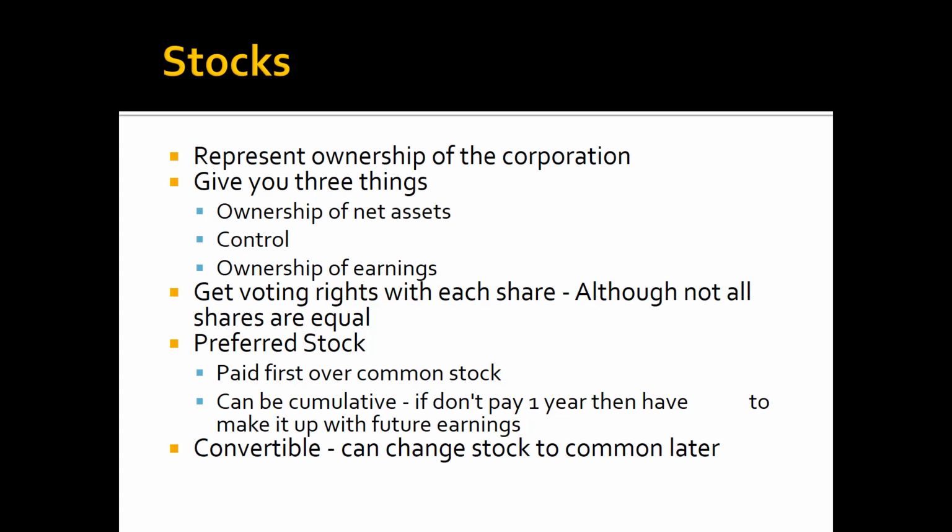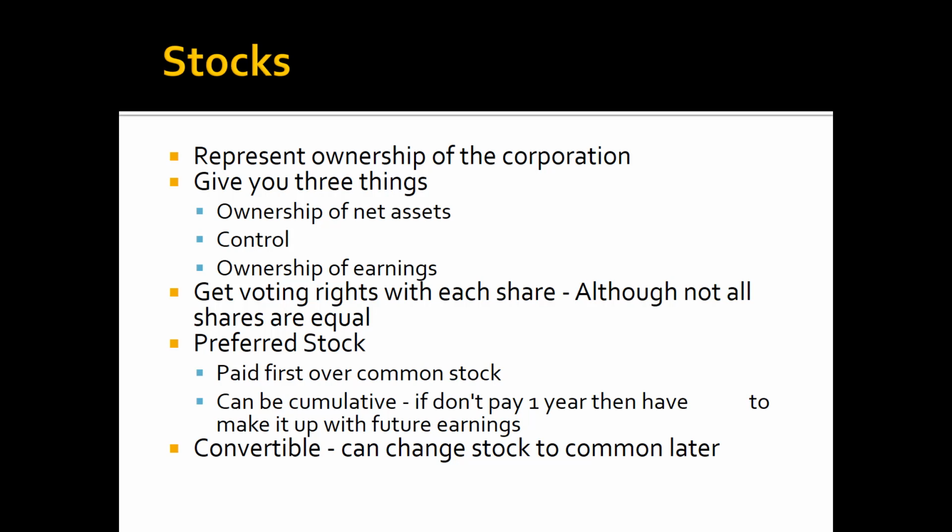Stocks are a little different. Now, with stocks, you give money to the corporation or someone that holds a share of stock in the corporation, and what do you get? You get ownership. You get a percentage ownership of the company. You get control. You get a percentage right to vote. And you get ownership of earnings. You get dividends when they come back. So you get those three things if you own stock.